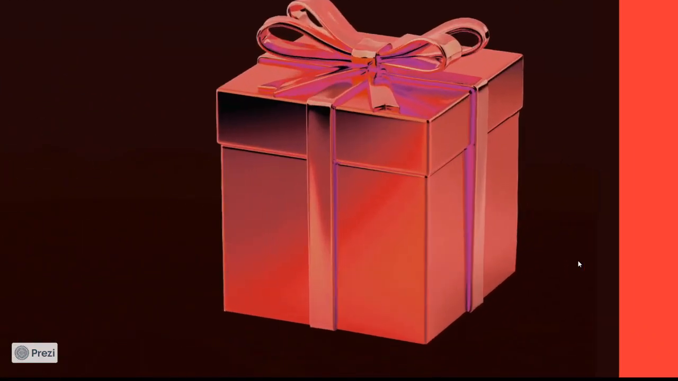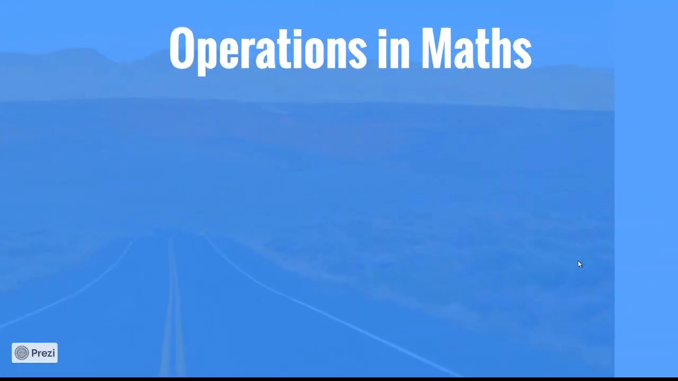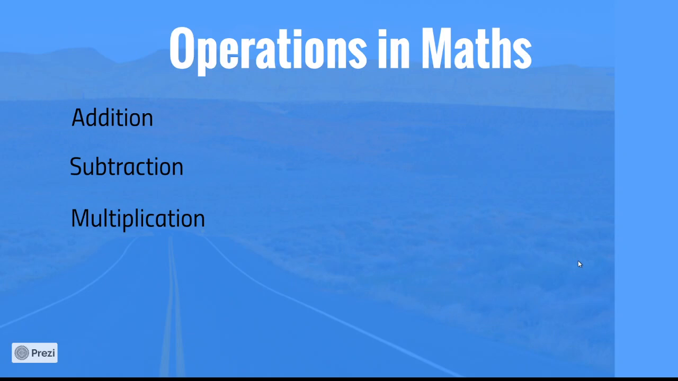So again, getting into what is there inside the gift box. Let us look at some things. We studied different operations in math: addition, subtraction, multiplication, division. Addition, an example would be 2 plus 3. Subtraction, one example would be 5 minus 4. Multiplication, one example would be 3 into 5. Division, 6 by 2.